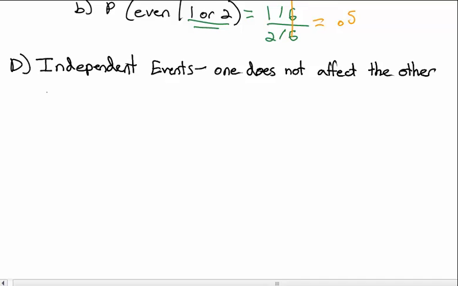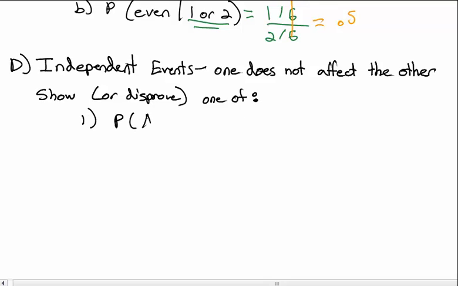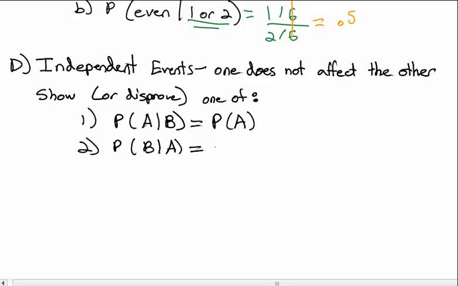And the way we show things are independent, we either show or disprove, depending if I'm trying to show they're independent or dependent, one of the following. See what the probability of A given B is. If that's the same as the probability of A, then clearly B had no effect on A's occurrence. They're independent. You can flip it around and say, do we know the probability of B given A? Because if that's the probability of B, A had no effect on B's occurrence.